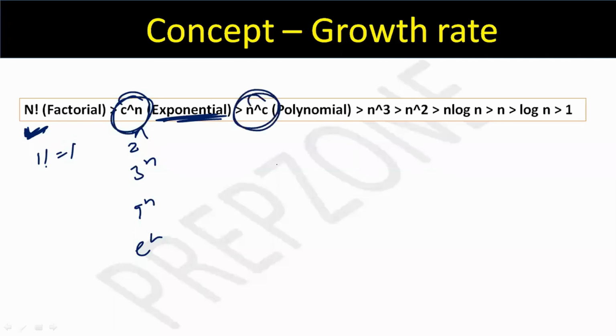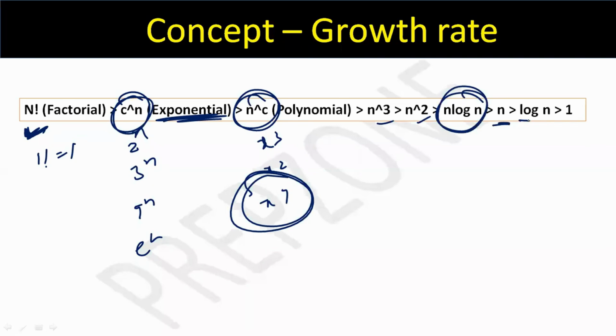Then comes a polynomial function. What is a polynomial? n to the power c, which is x cube, x square, x to the power 4. These are polynomial functions. Okay? Then comes n cube, n square, then n log n, then after n comes log n, right? Because the slope of log n is 1 by n, and the slope of n is 1. So of course 1 is greater than 1 by n. Hence the growth rate of n is greater than log n, and then comes 1. 1 is basically a constant function, whose slope is 0. So just note it down. Its application we will see subsequently.